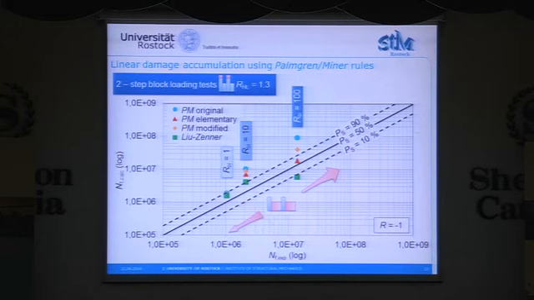That means we overestimate the number of cycles, and so we have to consider all the amplitudes, or we have to consider, with some concept, the amplitudes below the fatigue strength.